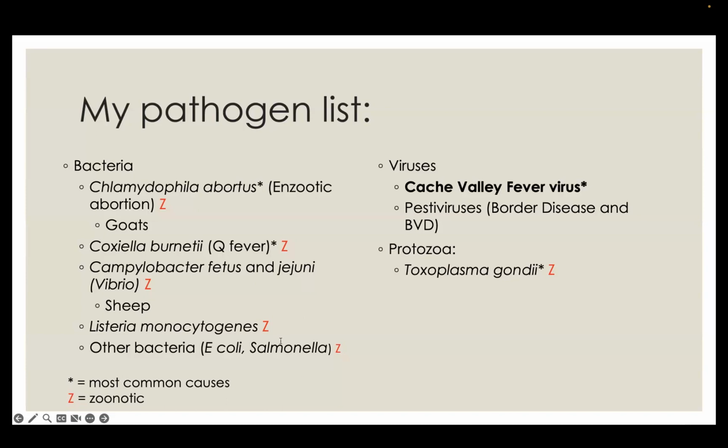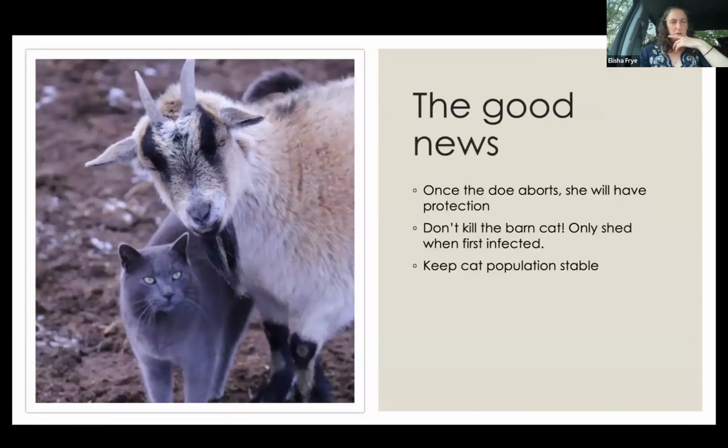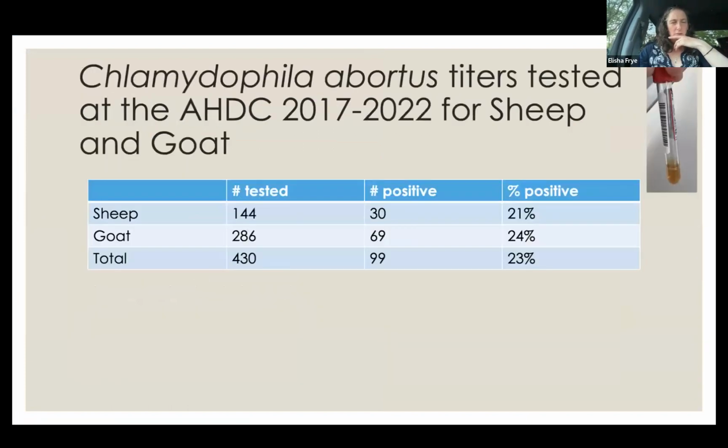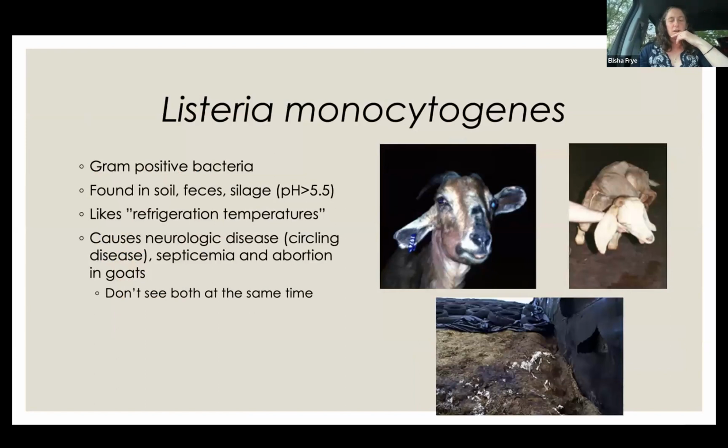Okay, thanks. Someone asked in the chat, could you tell us more about abortion from listeria? Yeah, that's at the very end of my presentation. I'll just get there real quick. Sorry. So like I said, it's found in the soil and feces and silage that's not dropped to the low enough pH that it should be. And it likes refrigeration temperatures. So I think about like cold cuts, right? Like you can get listeria from eating spoiled cold cuts because they're kept at refrigeration temperatures.